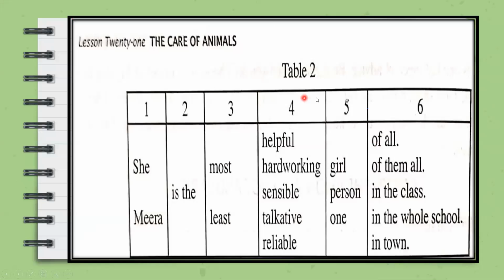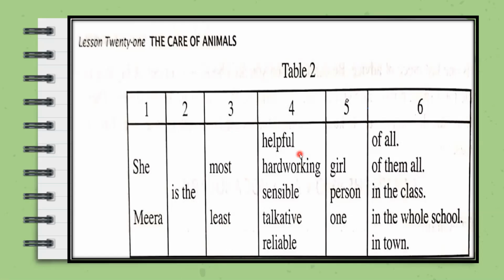Dear students, this is table 2. We have a few sentences given over here as well. She is the most helpful girl of all. She is the most hardworking girl of them all. She is the most sensible person in the class. Mira is the least sensible or talkative person in the class, a talkative one in the whole school.